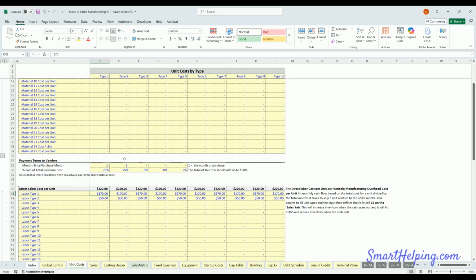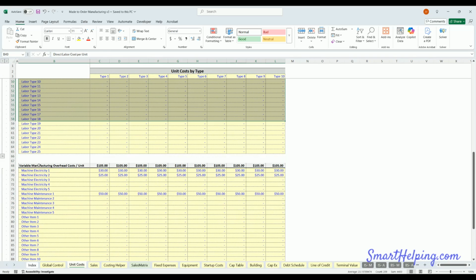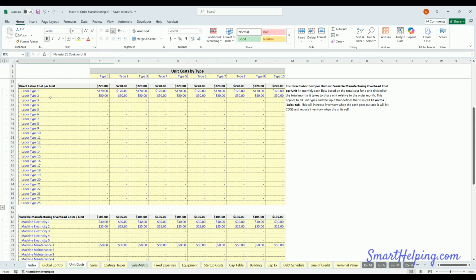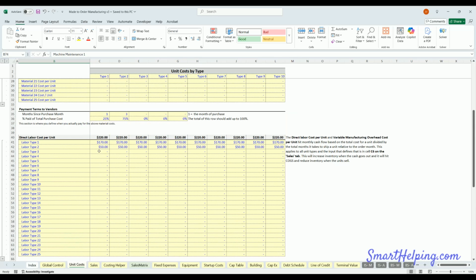So the new addition here is you have direct cost for labor and direct cost for variable manufacturing overhead. Labor is pretty self-explanatory. Manufacturing overhead would be things that vary with the unit production, such as the electricity for the machines, machine maintenance, things like that, where if your volume of units goes up or down, these costs go up and down. So I've added plenty of slots here for each of the unit types.